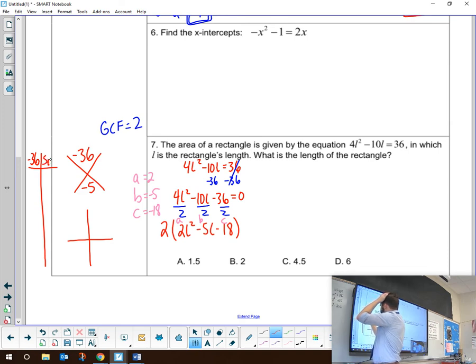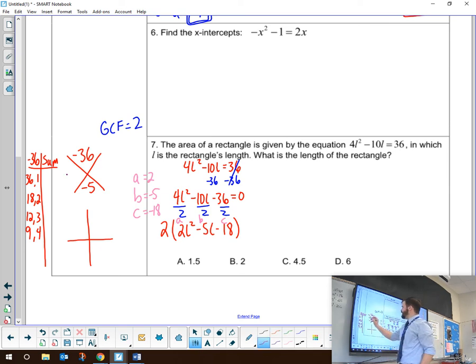So negative 36, let's list the factors. We could do, of course, 36 and 1. We could do 2 and 18. We could do 3 and 12. We could do 4 and 9. Oh, I think we have a winner with 4 and 9, right? We can use a negative 9 and a positive 4. Negative 9 times 4 is negative 36. Negative 9 plus 4 is a negative 5.